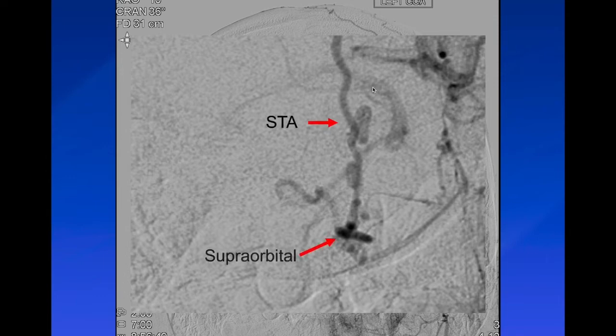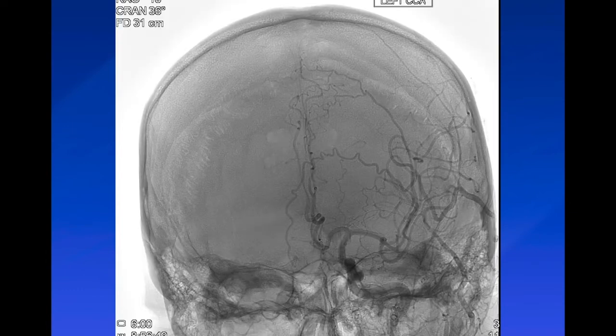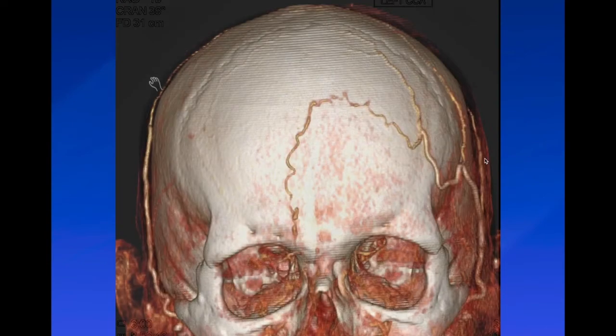So here's STA, supraorbital artery, ophthalmic artery, internal carotid artery. And here's that again, and just kind of like the native images. And then this is actually a nice demonstration on the CTA that the patient had done, and you can actually see that STA to the supraorbital artery going to the orbit and then the ophthalmic artery.